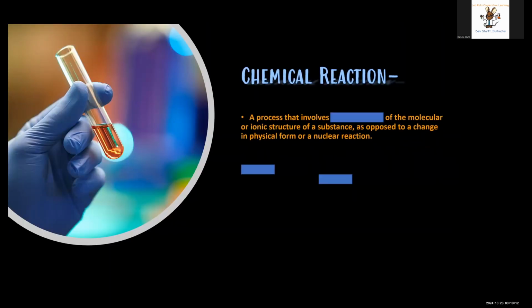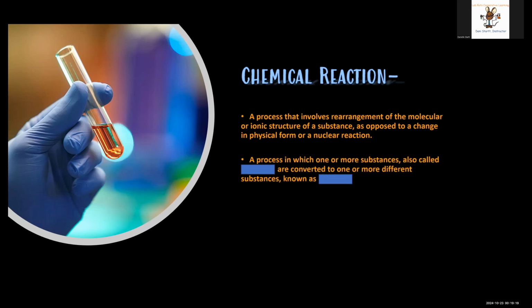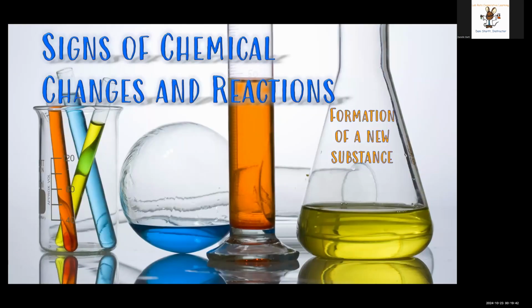A chemical reaction involves the rearrangement of the molecular or ionic structure of a substance as opposed to a change in physical form or a nuclear reaction. A chemical reaction also is a process in which one or more substances, also called reactants, are converted to one or more substances, also known as products. A chemical reaction can also be described as a process that leads to the chemical transformation of one set of chemical substances into another.